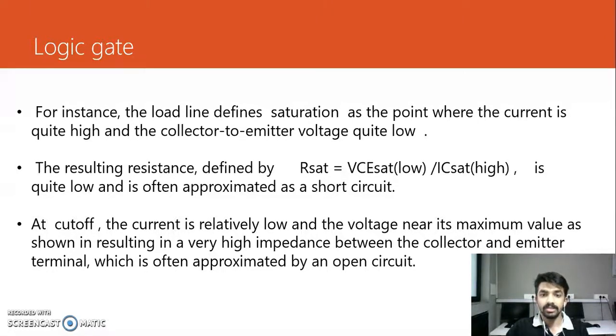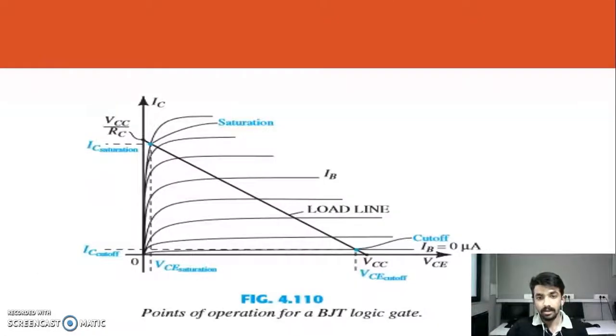The load line defines saturation at the point where the current is quite high and the collector to emitter voltage is quite low. The resulting resistance is defined by RSAT. The voltage supply current is quite low and is often approximated as a short circuit. At cutoff, the current is relatively low and the voltage is near its maximum value, resulting in a very high impedance between the collector and emitter terminals, which is often approximated by an open circuit.